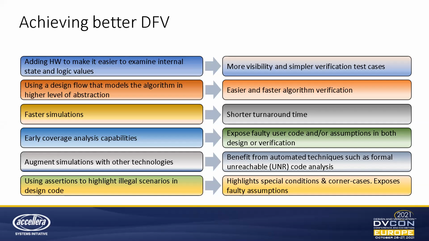Applying early coverage analysis allows for finding issues much faster. Augmenting simulation with other automated technologies, for example, formal verification, allows for finding issues with minimum additional effort. And of course, it's always good to make it a habit to use assertions in design code to highlight illegal scenarios, conditions, or corner cases to the verification teams so they can focus on them and verify them. And also to highlight the assumptions made by the designer on the design spec.